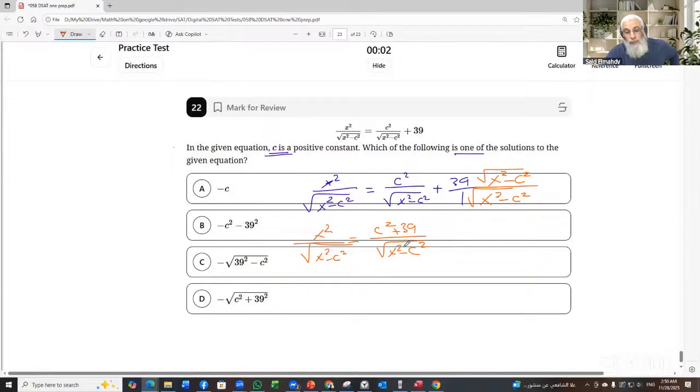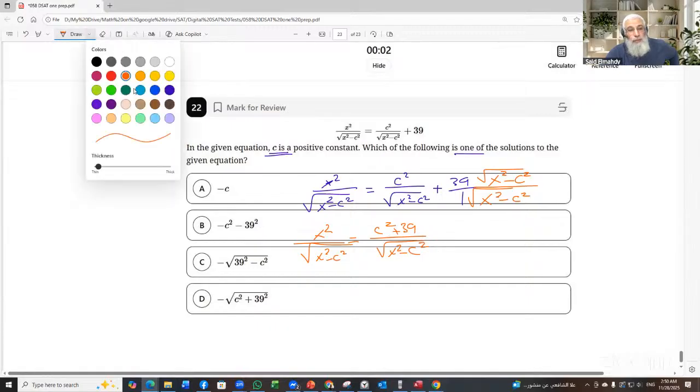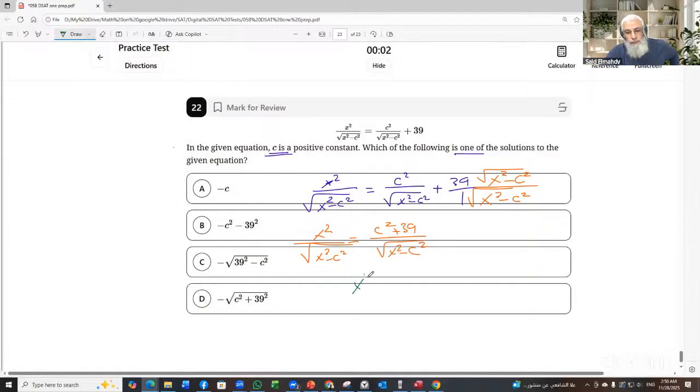This means denominator equal to denominator, so numerator is equal to numerator. x squared is equal to c squared plus 39. Now, which of the following is one solution to the given equation? So we can take the square root of x here and here. So x is equal to positive and negative square root of c squared plus 39.